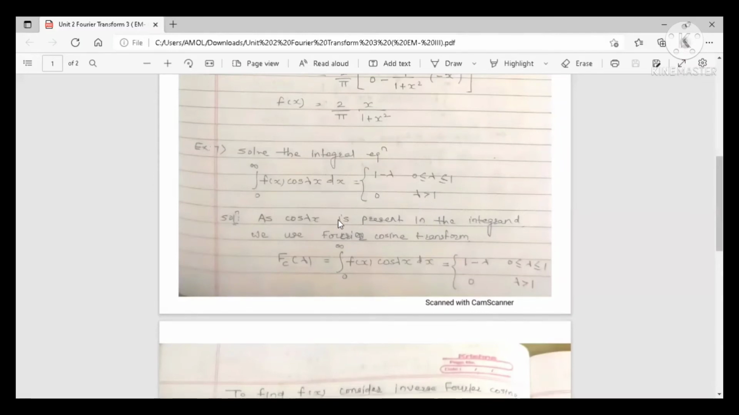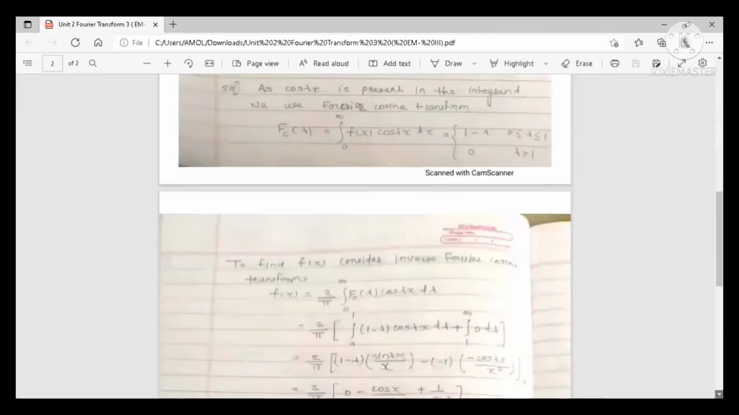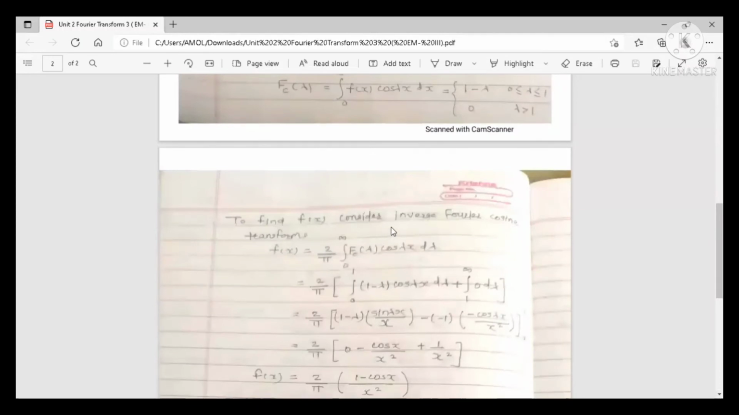As cos lambda x is present in the integrand, we use the Fourier cosine transform: Fc lambda is equal to integration from 0 to infinity f of x cos lambda x dx, equal to 1 minus lambda when lambda is in 0 to 1, and 0 when lambda is greater than 1. Now to find f of x, consider the inverse Fourier cosine transform. The formula is f of x equal to 2 upon pi into integration from 0 to infinity Fc lambda into cos lambda x d lambda. Now here put the value of Fc lambda.